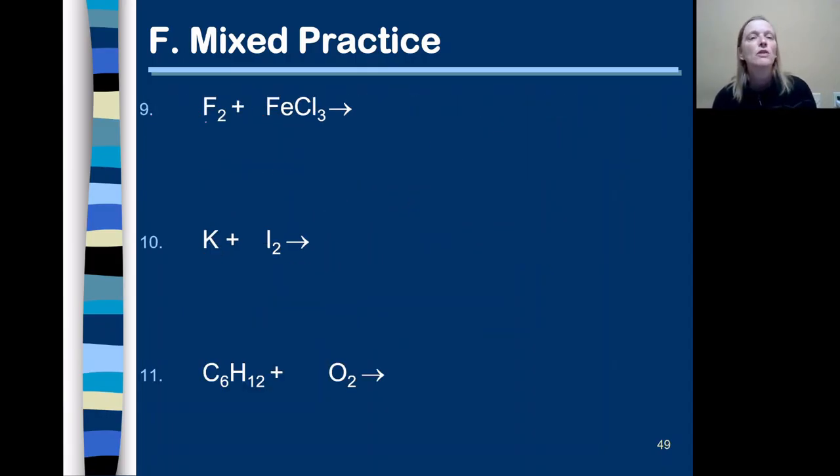Next example, the fluorine is reacting with iron chloride, which is a compound. If you have an element reacting with a compound, this is going to be a single replacement reaction, so long as your compound is not a hydrocarbon. It is not. And your element is not oxygen. It is not. So once again, I'm going to think about my element and what its charge would be if it became an ion. So fluoride forms ions with a charge of -1.